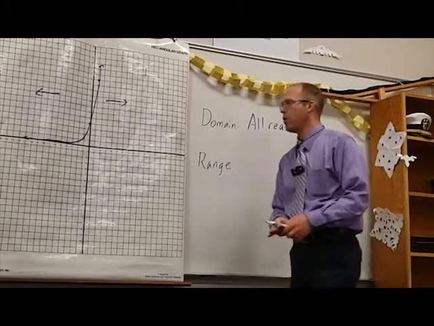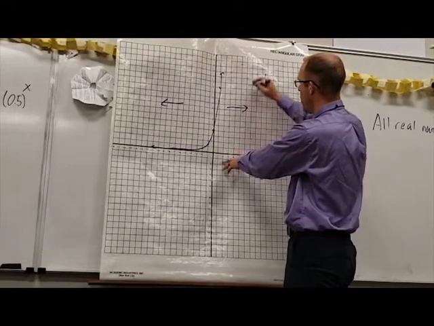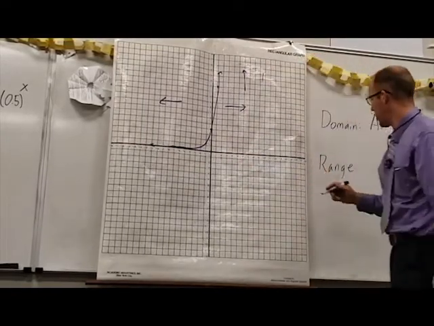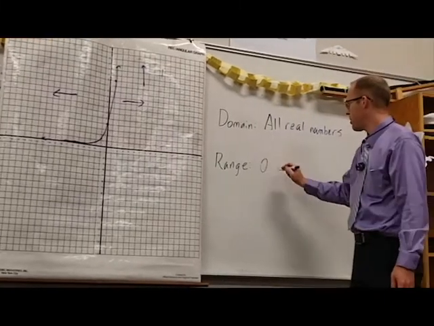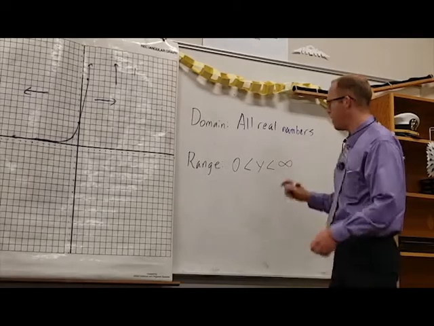The range goes from 0, our smallest y value, all the way up to infinity. So we're going to be 0 to infinity, like we saw in the last video as well. So that would be 0 is less than y is less than infinity.